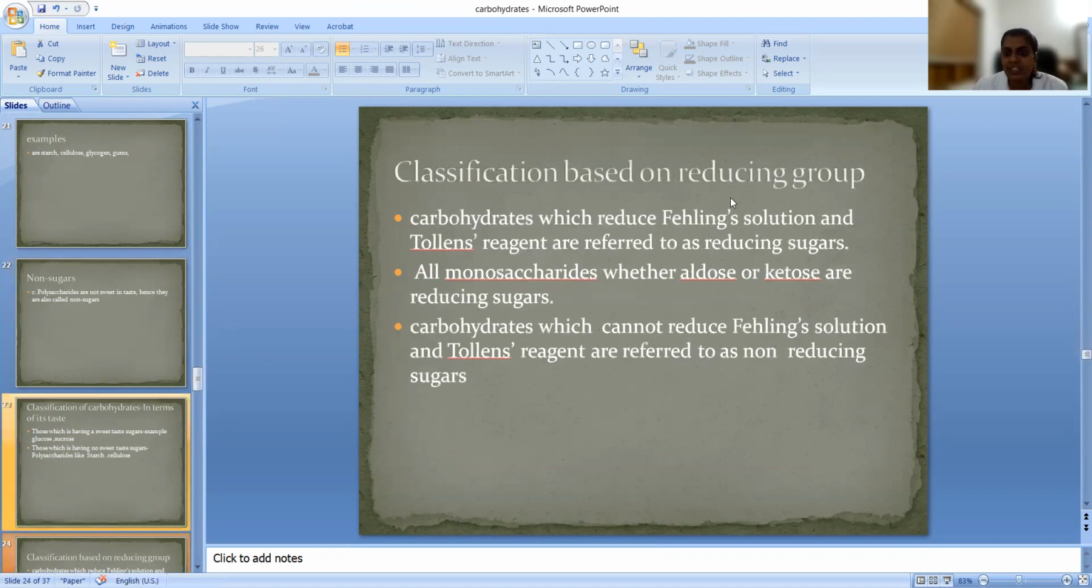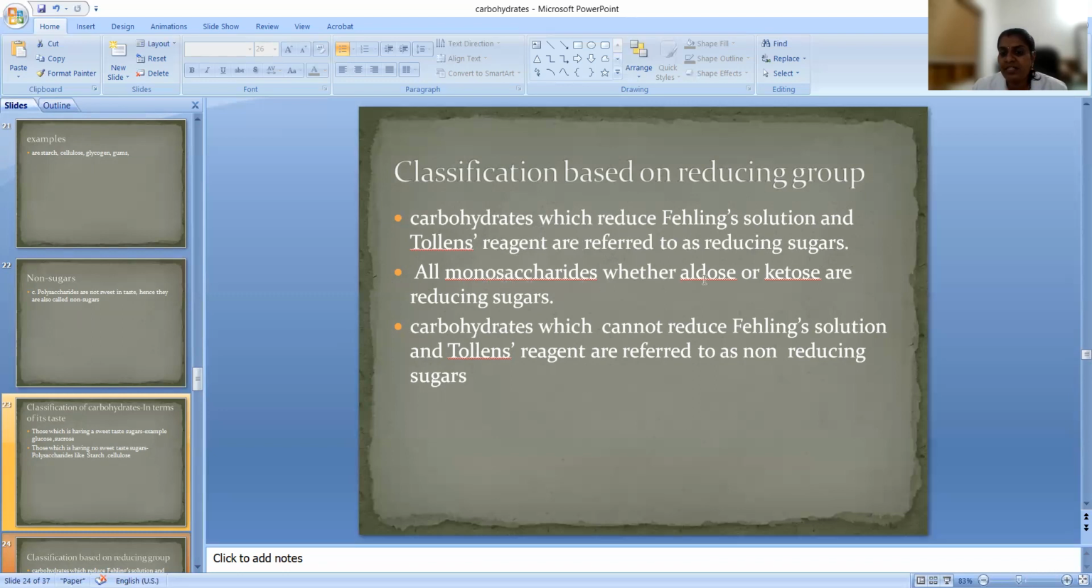Now, next classification based on reducing group. If the carbohydrate will reduce the Fehling solution and Tollens reagent, then it is referred to as a reducing sugar. So into the carbohydrate, if you are pouring Fehling solution and Tollens reagent, if it reduces Fehling solution and Tollens reagent, then it is called a reducing sugar.